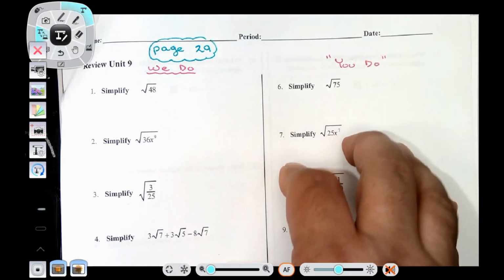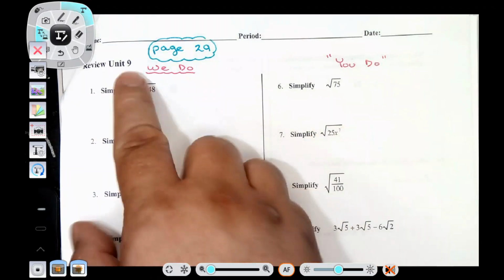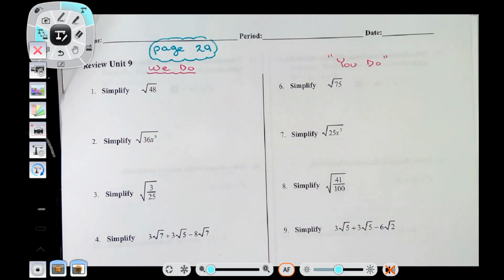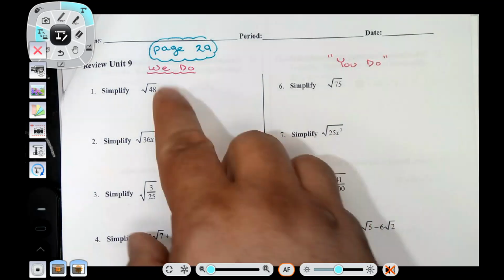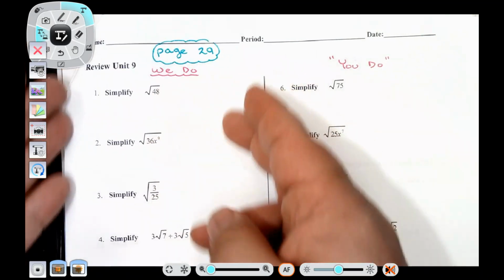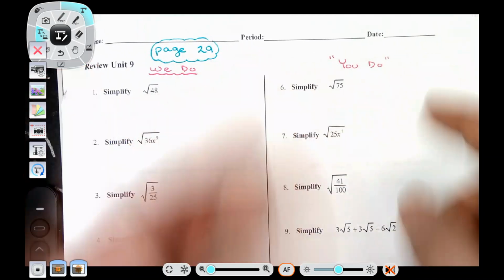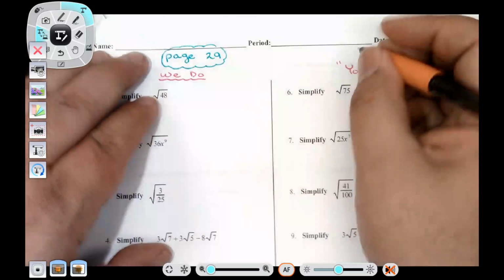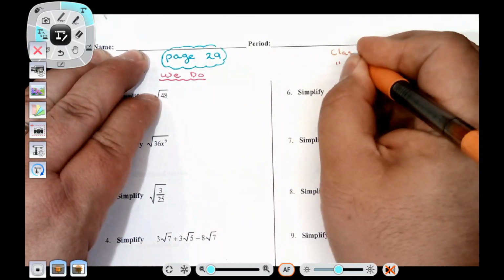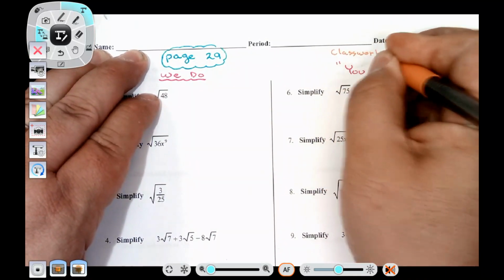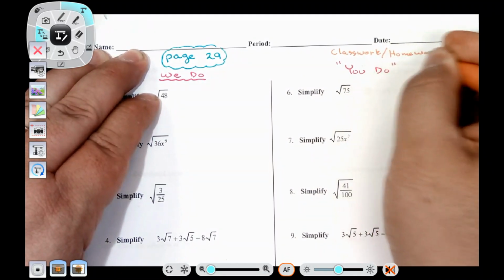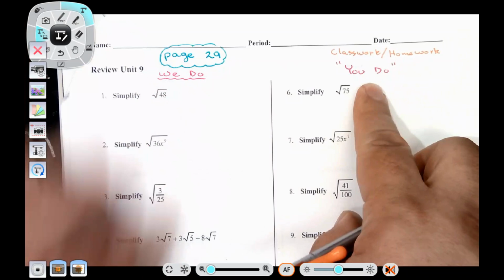All right, buddy. So for today, we're going to start getting ready for the Unit 9 test. And as you can see on the screen, make sure that you are on page 29. Now, once you're on page 29, you have to understand this left side is the we do. This over here, the right side, is basically your classwork/homework.